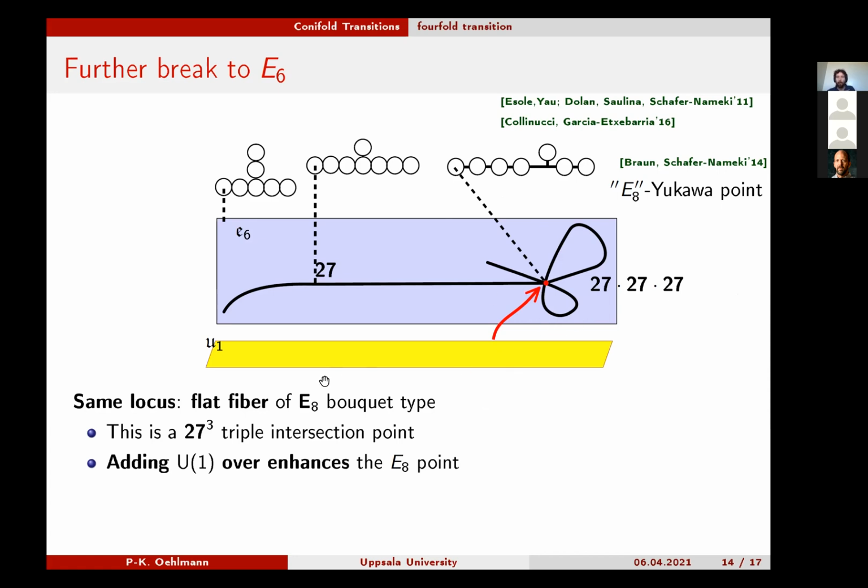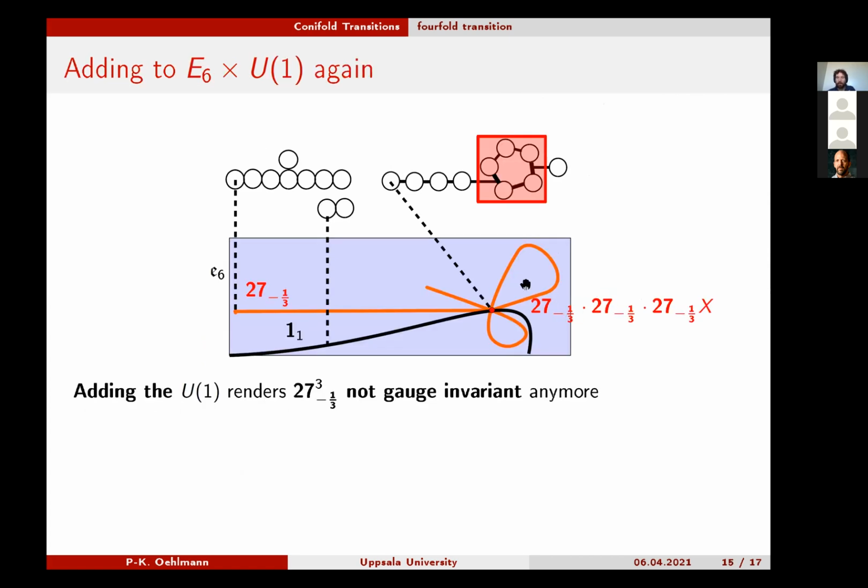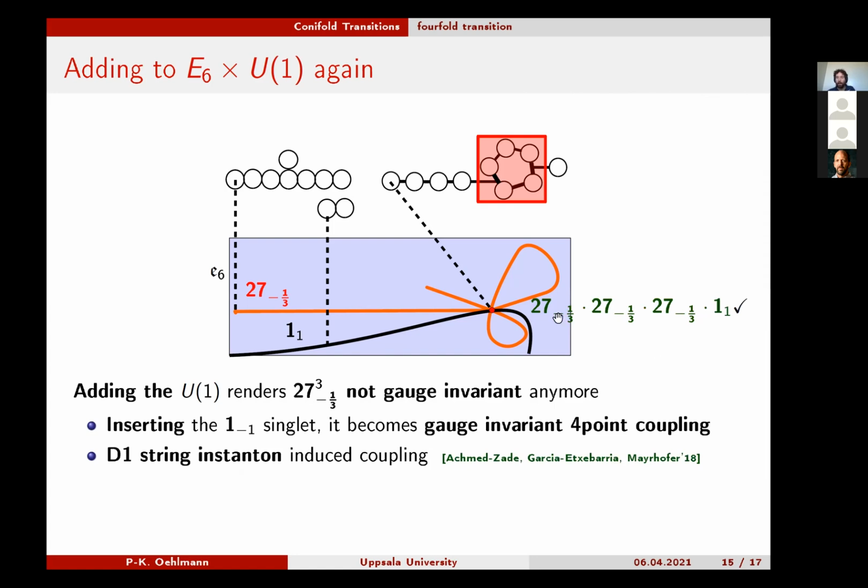Now, when I'm adding the U1 again, you should notice that this is really similar to the 6D case by adding a U1 to an E8. And this will, of course, over-enhance the E8 in 6D to an E string point. And now we have something very similar, but at codimension 3. So now, by adding this U1 again, I will over-enhance the singularity. And of course, the same coupling, the 27 cubed coupling here, is not going to be gauge invariant anymore, because now my 27 curves have a charge. But you should remember that there is, of course, the singlet curve with charge 1, which also intersects the curve. And if I add this one to the coupling, then it is gauge invariant.